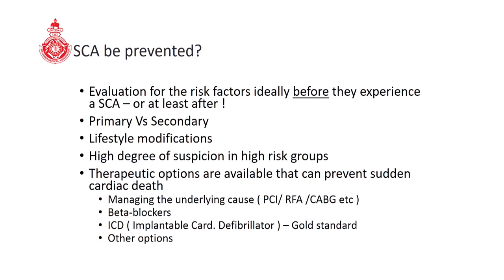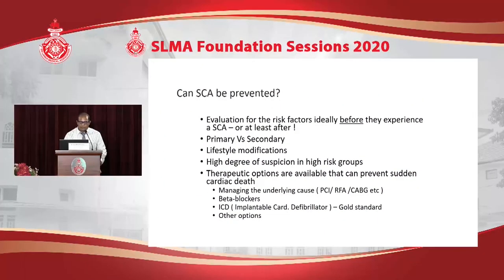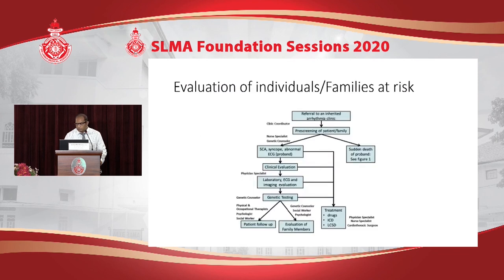managing their primary arrhythmia condition, as well as making sure that they are on the optimum medication. The right category of patients need to be offered what is called an implantable cardioverter defibrillator, which is the gold standard in preventing or managing ventricular arrhythmia. Another option is managing the underlying cause, like correcting coronary artery disease by revascularization, or managing any underlying arrhythmia mechanisms by radiofrequency ablation or implantation of pacing devices.